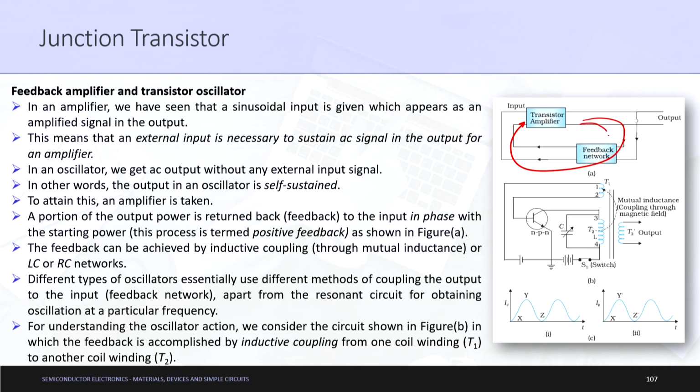This recurrence of sending part of the output signal back into the transistor amplifier is basically called a feedback network. Okay. I will just iterate it again.